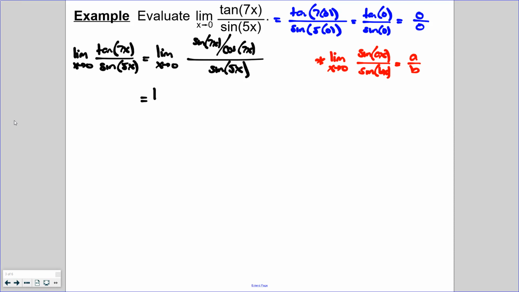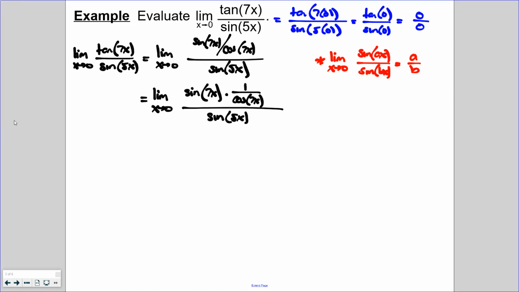So I can rewrite this limit as the limit as x approaches 0. And yes, we need to keep writing the limit symbol until we apply direct substitution or one of our trig limit identities. So I'm going to rewrite our expression as sine of 7x times 1 over cosine of 7x all over sine of 5x. So I basically just broke apart the fraction that was in the numerator.